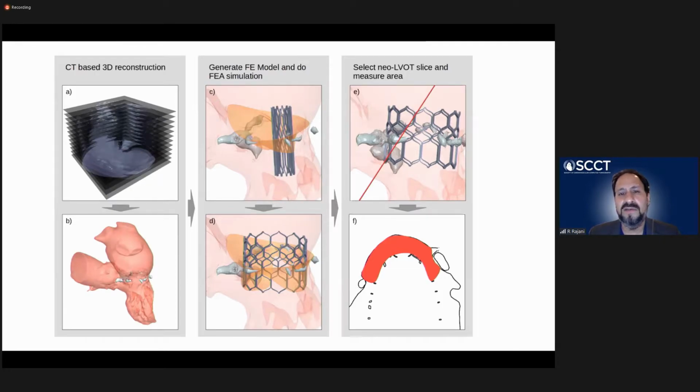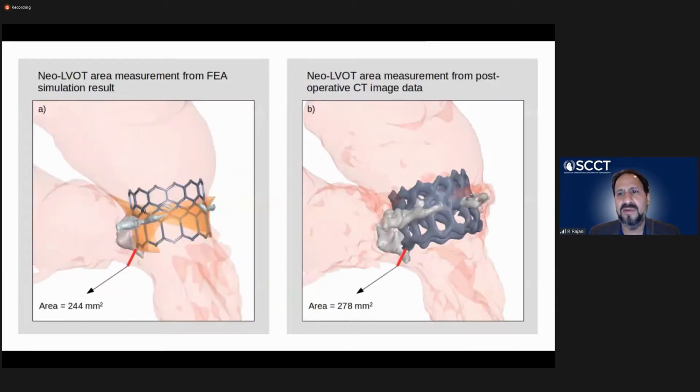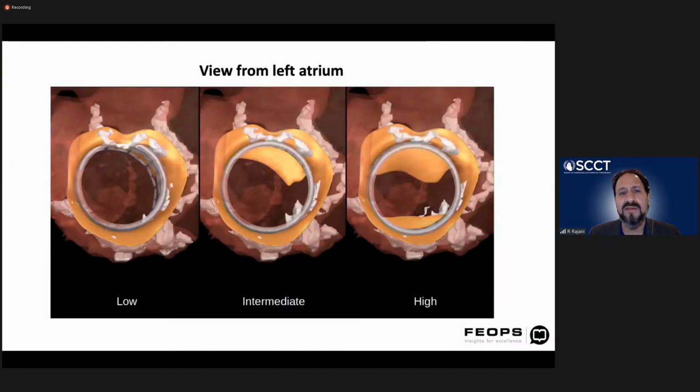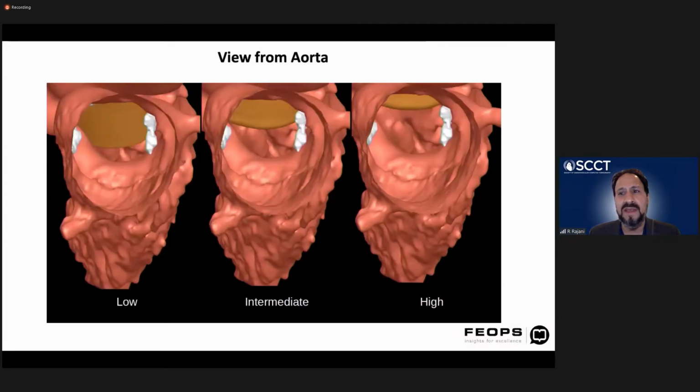So not only the mitral valve, the papillary muscles, the calcification at the mitral valve annulus, but also the geometric properties of the left ventricle. Here you can see that we can virtually deploy a valve in the mitral valve annulus calcification position to derive a neo-left ventricular outflow tract area. So we would reconstruct the mitral valve and look at various heights of deployment from low, intermediate, and high to see what impact this has on the neo-left ventricular outflow tract. We can take views from the left atrium at these various positions, and also views from the aorta at the low, intermediate, and high positions.